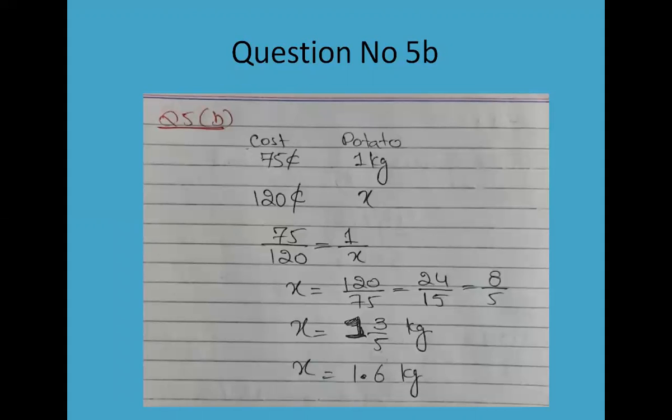So I can cancel here with the table of 5. So you will have 24 by 15, then divide it with the table of 3. You will have 8 by 5. And it will be 1 whole 3 by 5. And 3 by 5 means 0.6. So x will be 1.6 kg. So for $1.20, which means 120 cents, you can buy 1.6 kg of potato.